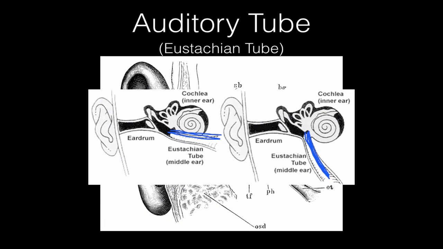If you've ever heard of anyone that has tubes in their ears, what the tubes are is that the eustachian tube is not necessarily staying open and pressure can't equalize on both sides of the membrane, and a small piece of tubing is placed into the eustachian tube in order to keep it open.